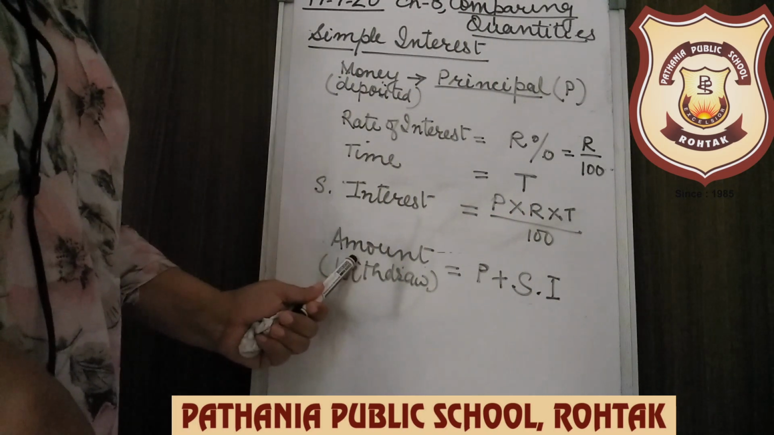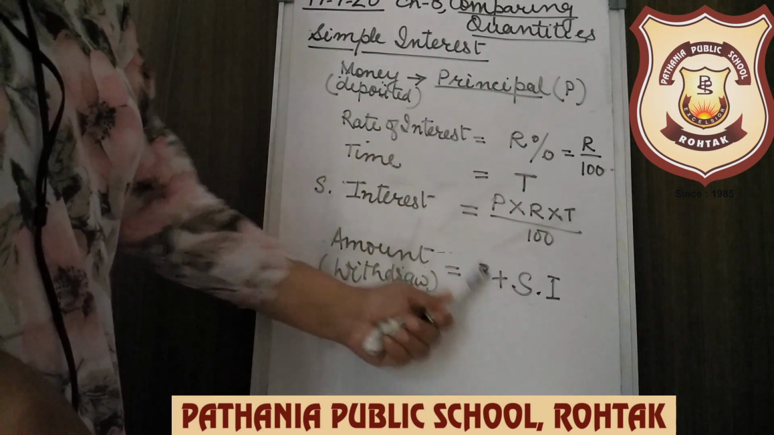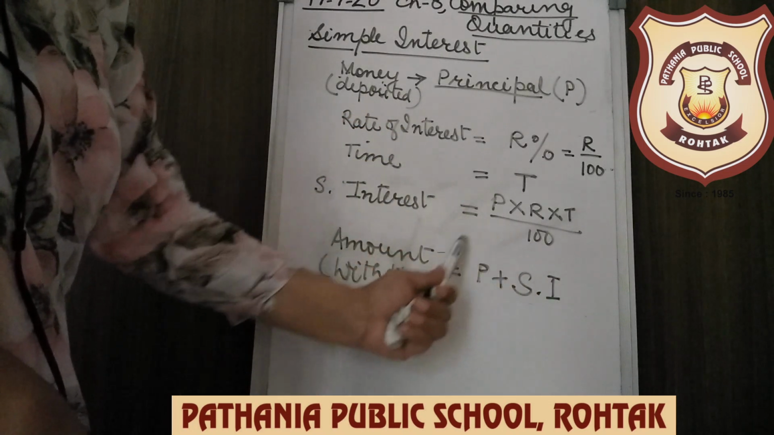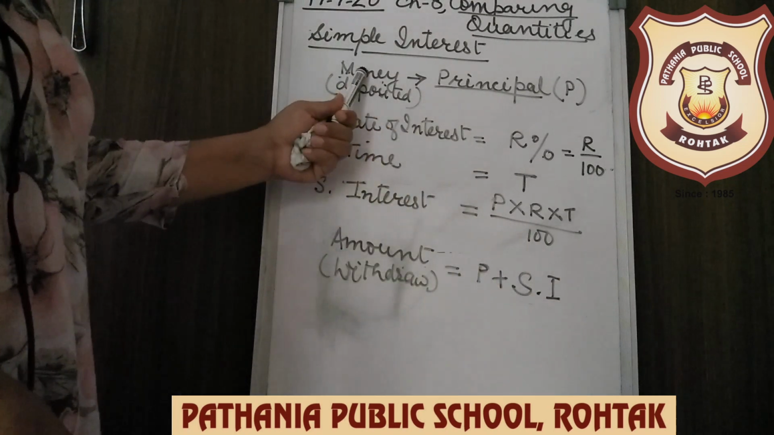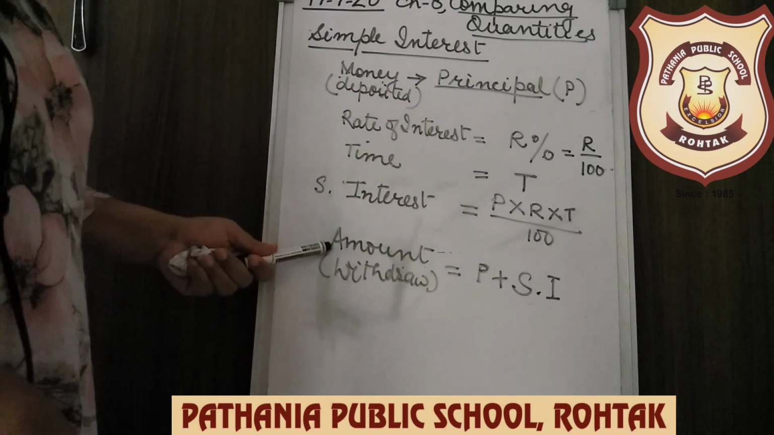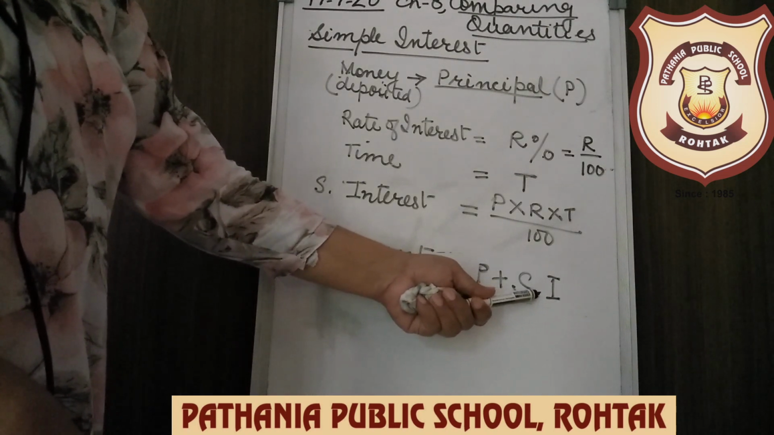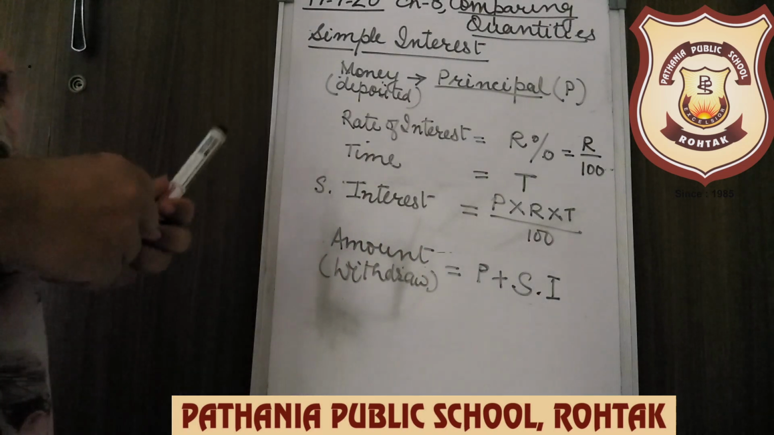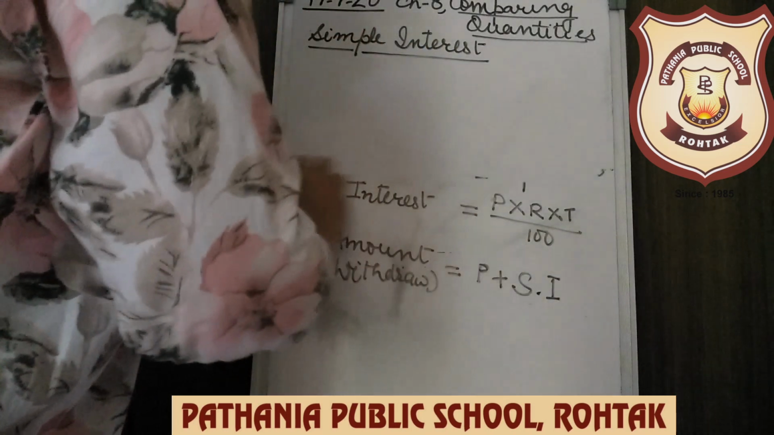So, amount is the principal, that is the money you have deposited, plus the interest which you get over here. So, this is the increased amount with interest. So, money deposited will always be lesser than the amount. Why? Because interest is added there. I hope now this thing is clear to everyone. I will do one question, then you will be able to understand.